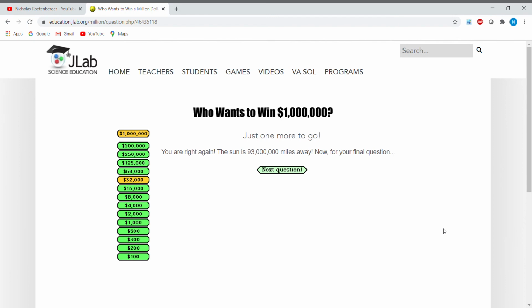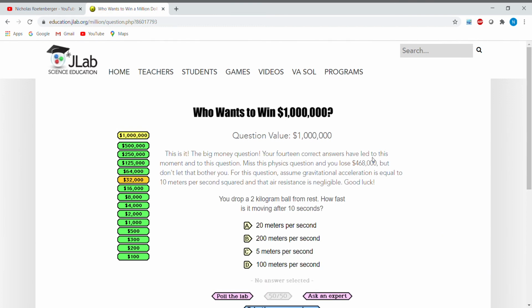Alright. There's always up to this. One question away from $1 million. If we miss, we lose $468,000. We can always walk with $500,000, but if we did it right, it would be $1 million. We still have 2 lifelines, and here it is, the $1 million question.